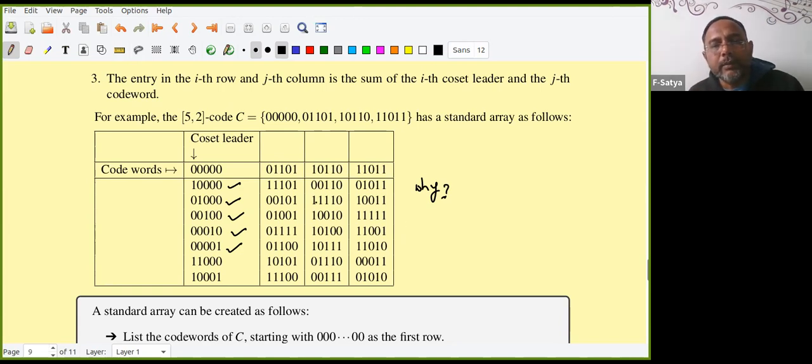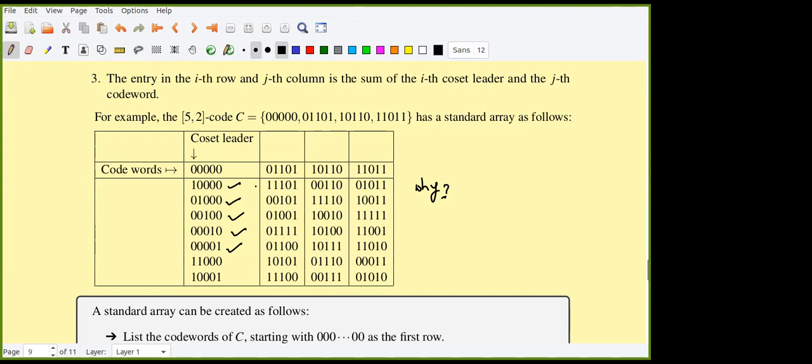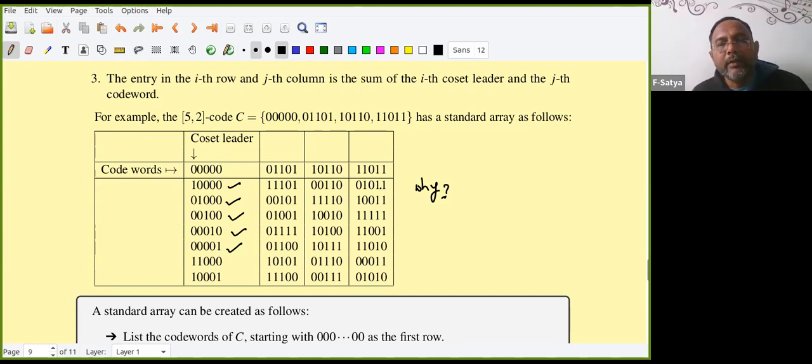Okay. First of all, I will go one by one. So Achila, is the table clear to you? Yes, the table, how we constructed it. How do you construct the second row? Can you explain once?